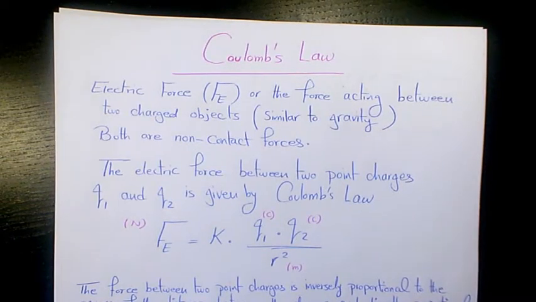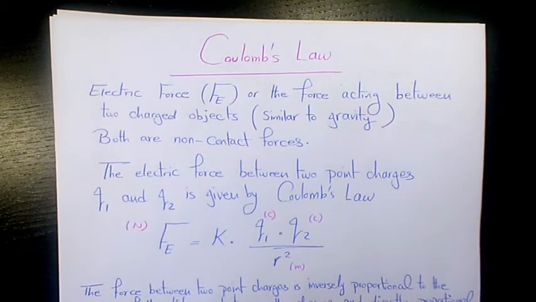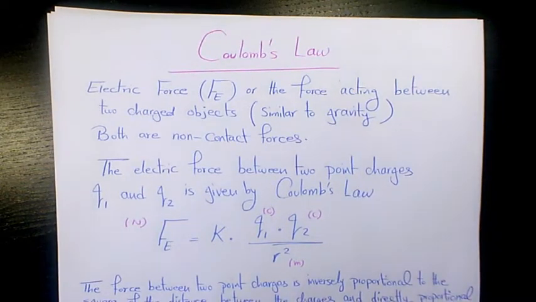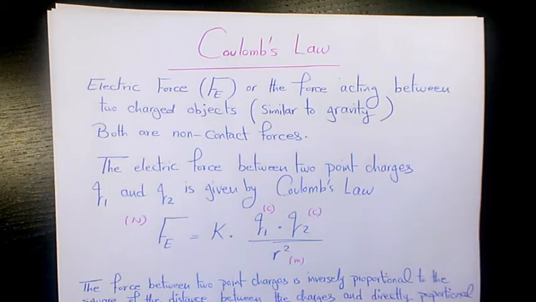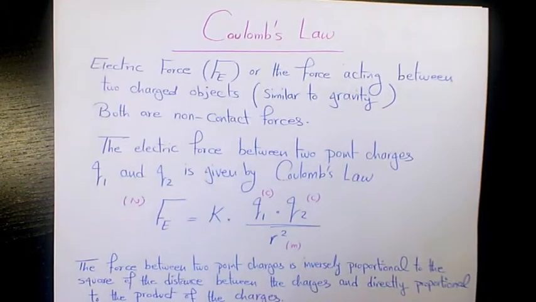What is Coulomb's law? Coulomb's law is saying that there is an electrical force, or the force acting between two charged objects, very similar to gravity or gravitational force, because both of them are non-contact forces. This electric force between 2 point charges, Q1 and Q2, is given by Coulomb's law using this formula.